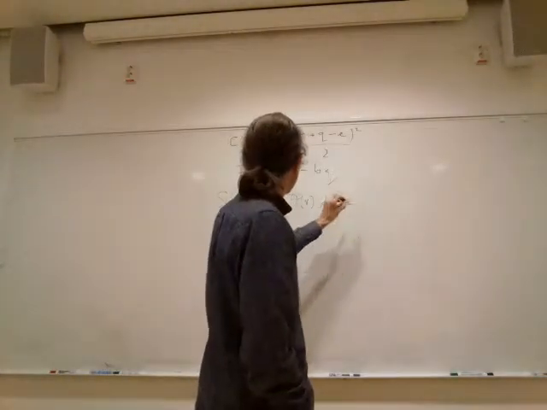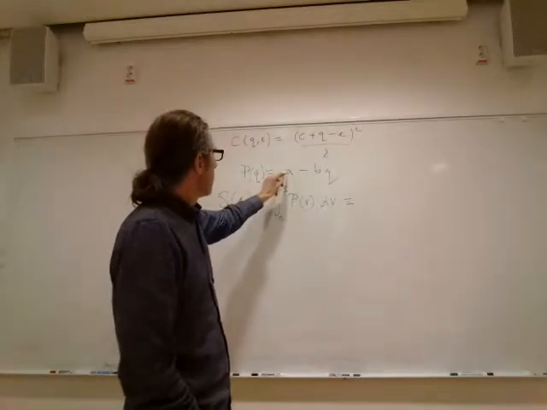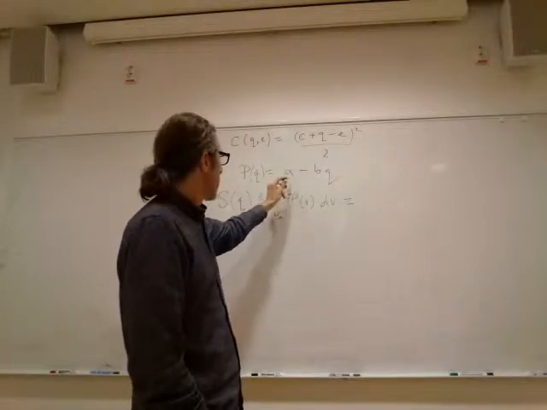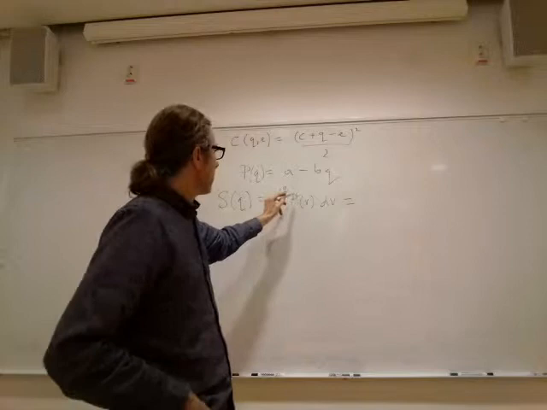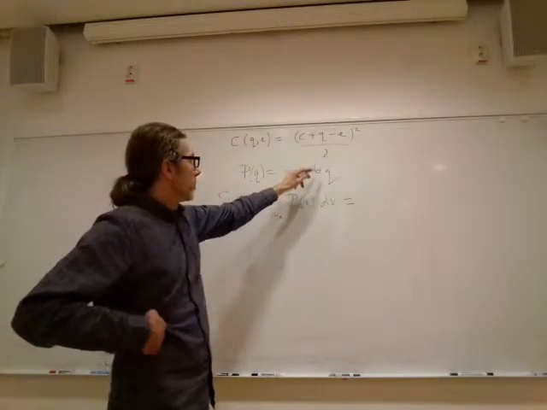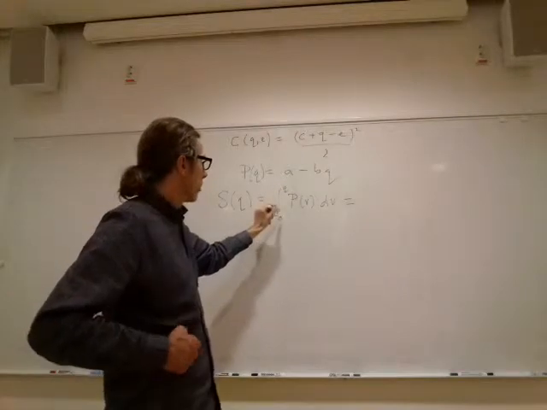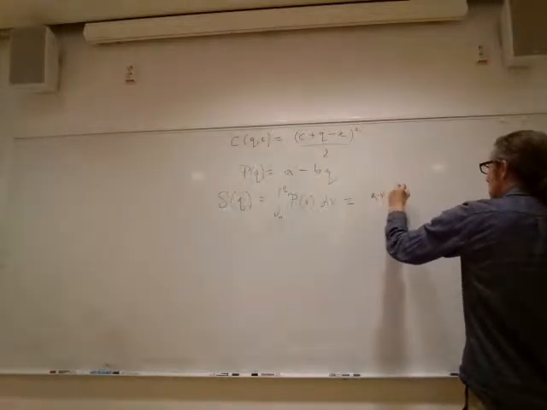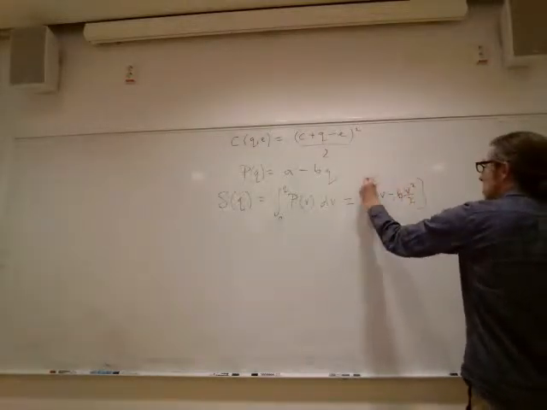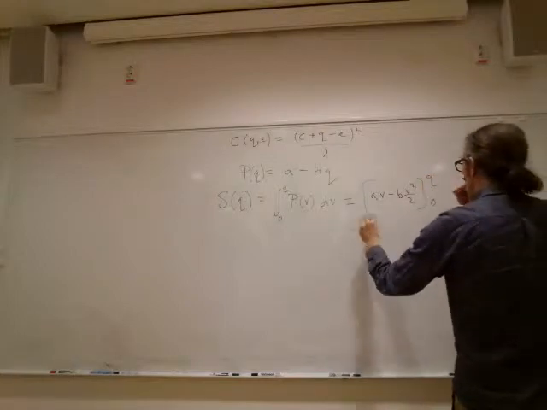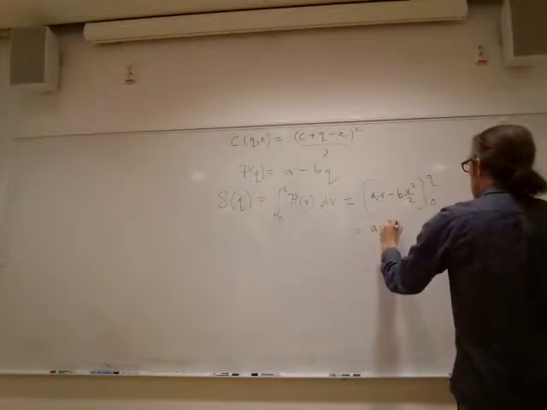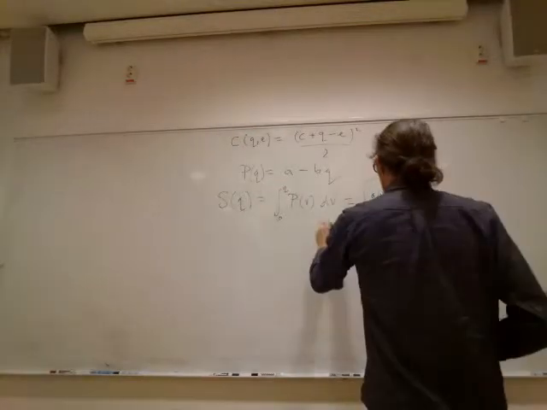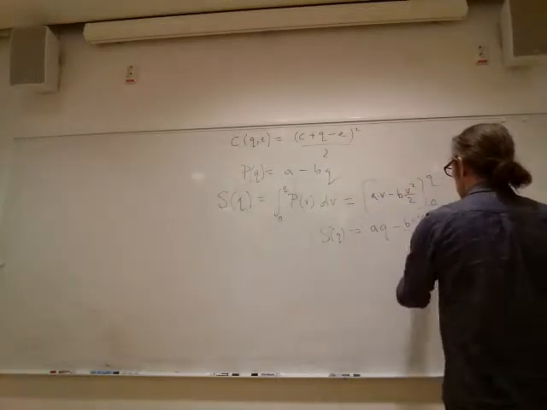So what does this integral work out to? If you integrate this, you get A. Now we've got V, so it's A minus BV. Integrating, you have AV minus BV squared over 2. Let's do it, A times V minus B times V squared over 2 between these limits. Put these in and you get AQ minus BQ squared over 2. So that is S of Q, the surplus.